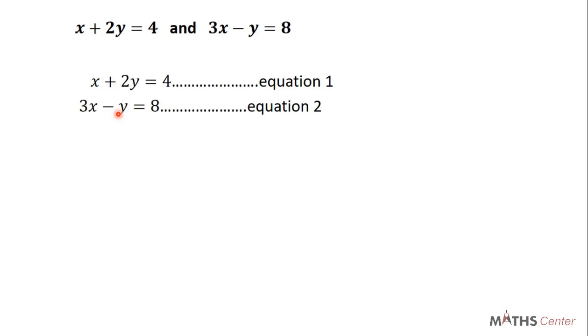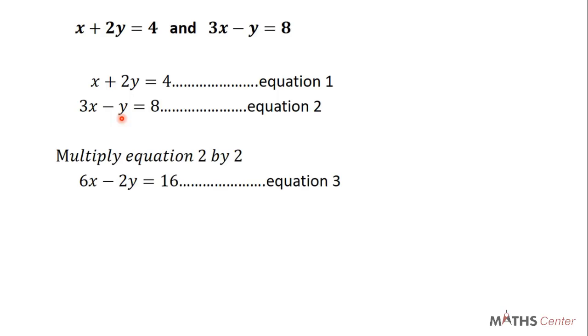Now, let's say I want to eliminate y. If I want to eliminate y, I have to make sure that y has the same coefficient in both equations. So this is what I'm going to do. I'm going to keep equation 1. Then I'll multiply equation 2 by 2. Now you see, if I multiply equation 2 by 2, coefficient of y here will change to 2. So I'll have coefficient of y in equation 1 to be 2, coefficient of y in equation 2 to be also 2. Then I can eliminate them. So that's what I'm going to do.